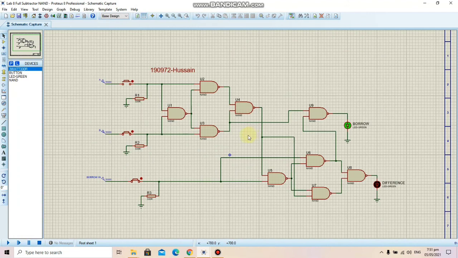Our results should verify the truth table and should be the same as the previous one. Here the first input is A, the second is B, and the third one is borrow in. So let's first make all of them 0 0 0. We can see the output is 0. When A is 1, the answer should be difference 1 and borrow 0. We can see here this one is the difference, and the borrow is this one.